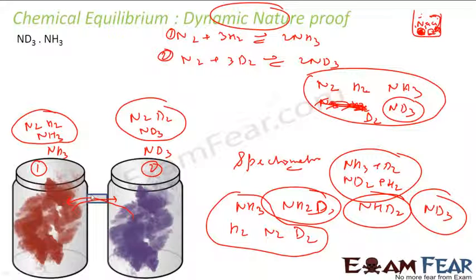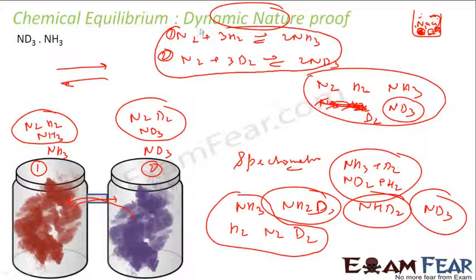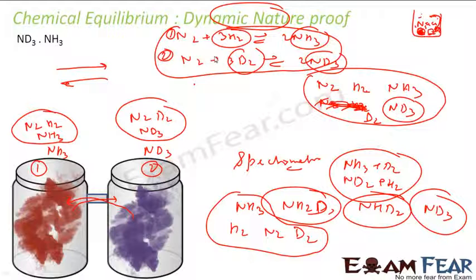Even if the equilibrium has reached, the reaction happens. Forward reaction, backward reaction. Both happen. So in this case, even if the equilibrium has reached, all these reactions are happening. Now since they are in a mixture, these reactions also happen: NH3 mixed with D2, and ND3 mixed with H2, all these reactions also happen.